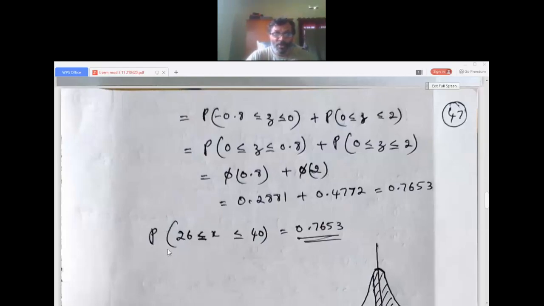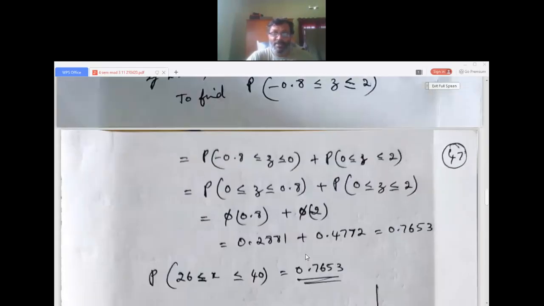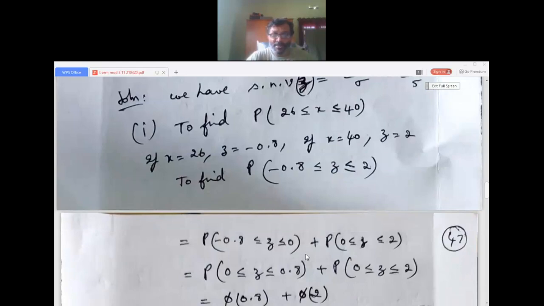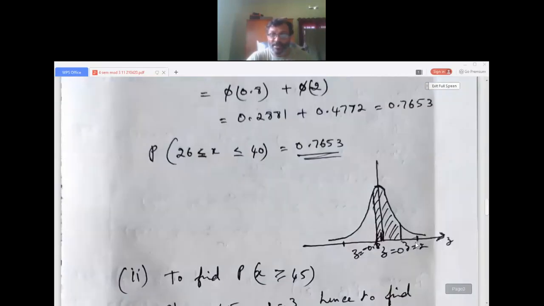So now P of 26 less than or equal to x less than or equal to 40 is like this. I have just explained here, that is minus 0.8 to 2. So what I did, one is minus 0.8 to 0, which is taken as 0 to 0.8, and then z equals 0 to 2. Both added, you will get 0.7653. Negative side, we always convert to positive side. Z equal to 0 is just like a mirror there.